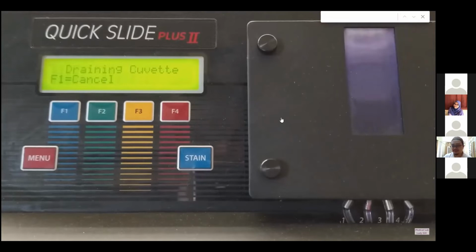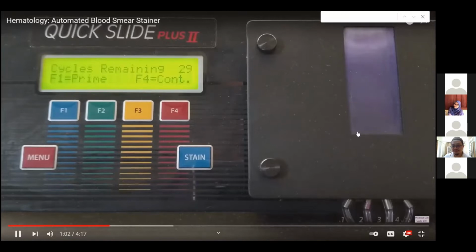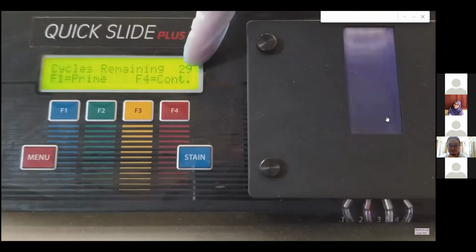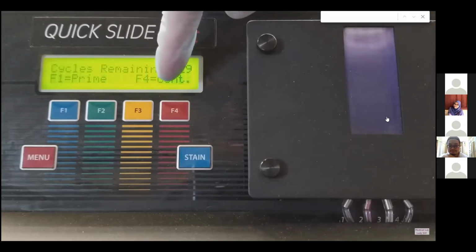So you see it's still draining the cuvette, priming the slide. Priming means it's preparing it, washing it, and telling me how many cycles I have remaining. I have 29 left, and I can either prime again or continue on, and I'm going to continue on. So F4, and like I said, we have blood smears today.